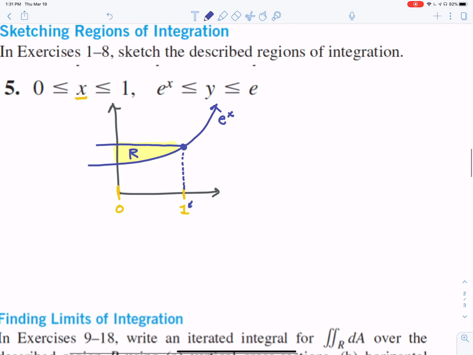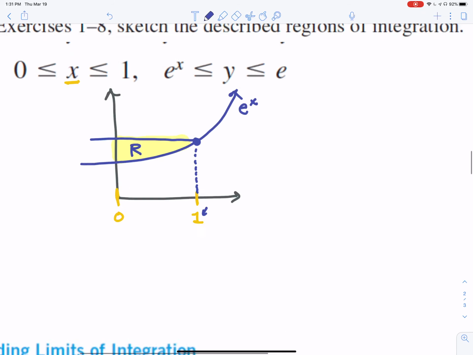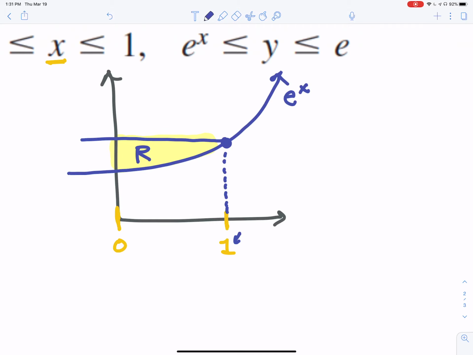And then if you were given some function, it would live like above my iPad right now. It would be in the third dimension, and you would find the volume between this wedge-shaped region and the surface that lives above it.